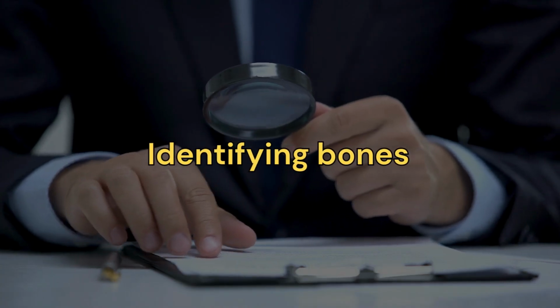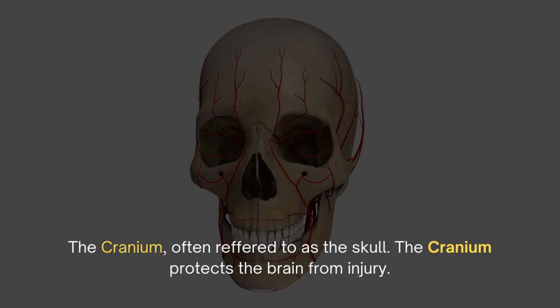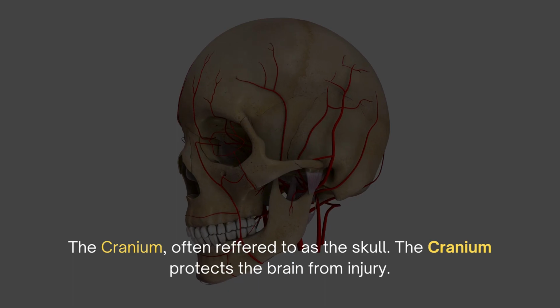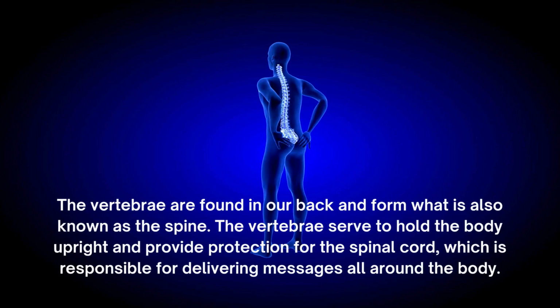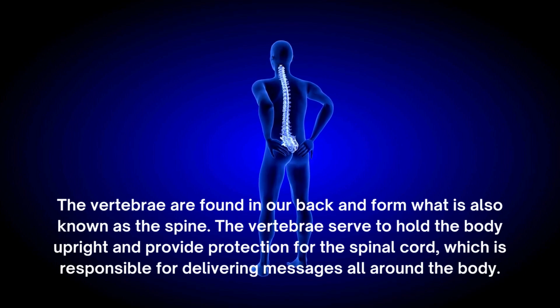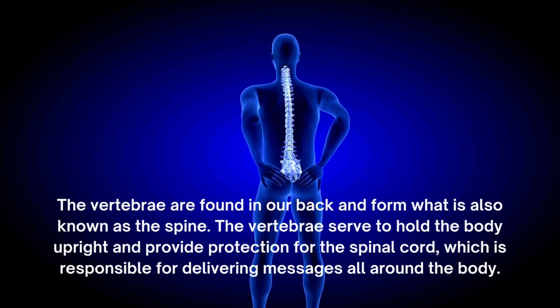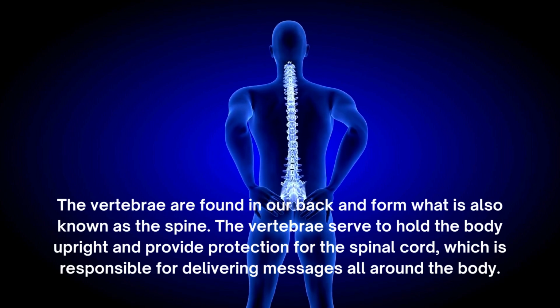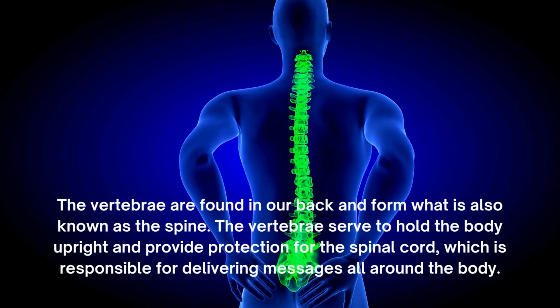You will need to focus on specific bones, so let's start with the bones you must know. The cranium, often referred to as the skull. The cranium protects the brain from injury. The vertebrae are found in our back and form what is also known as the spine. The vertebrae serve to hold the body upright and provide protection for the spinal cord, which is responsible for delivering messages all around the body.